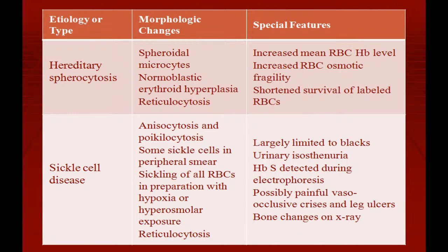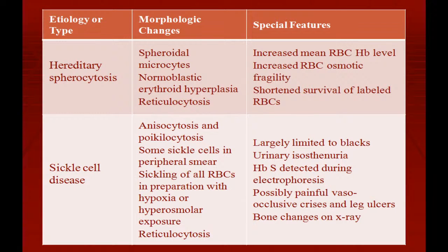Some more anemias which are more rare than previous, but you should know that you also can see them in your practice, and you must know what to do with this patient. So hereditary spherocytosis, what we see in CBC, there will be spheroidal microcytes. It's normoblastic erythroid hyperplasia in bone marrow, and reticulocytosis is typical. And we see increased mean RBC hemoglobin level, increased RBC osmotic fragility, shortened survival of labeled RBC. So it's specific investigations which we need to perform to detect this form of anemia due to spherocytosis.